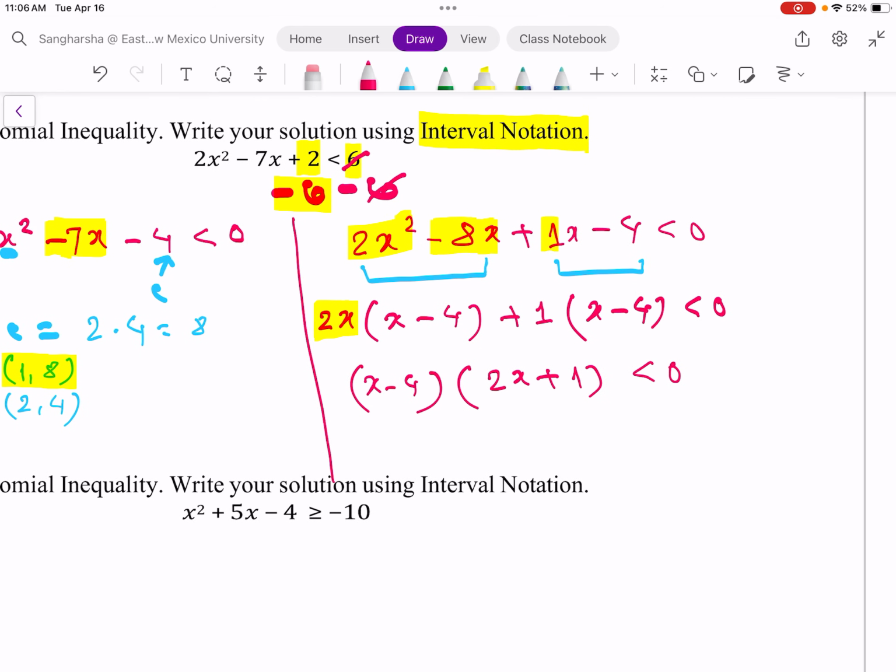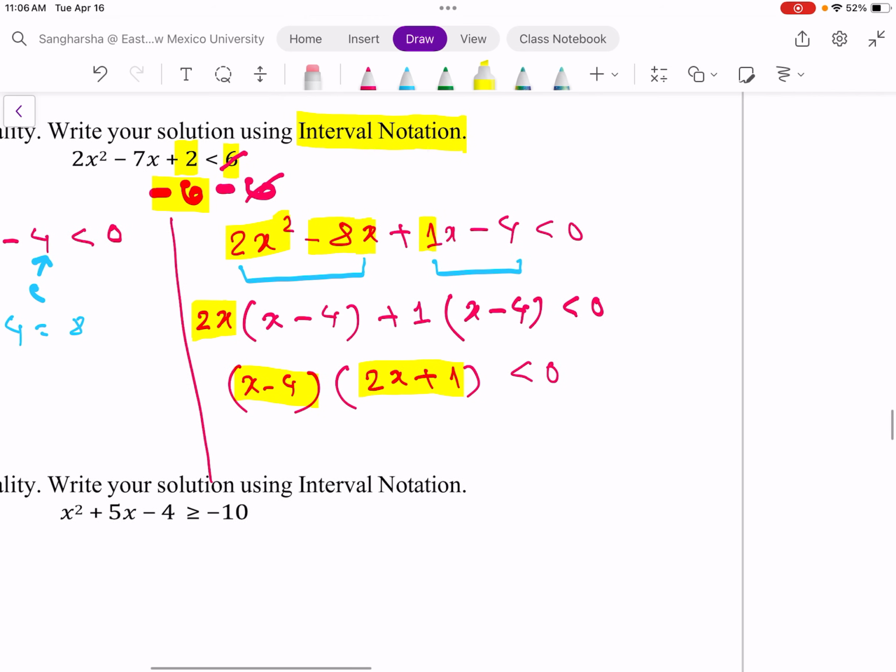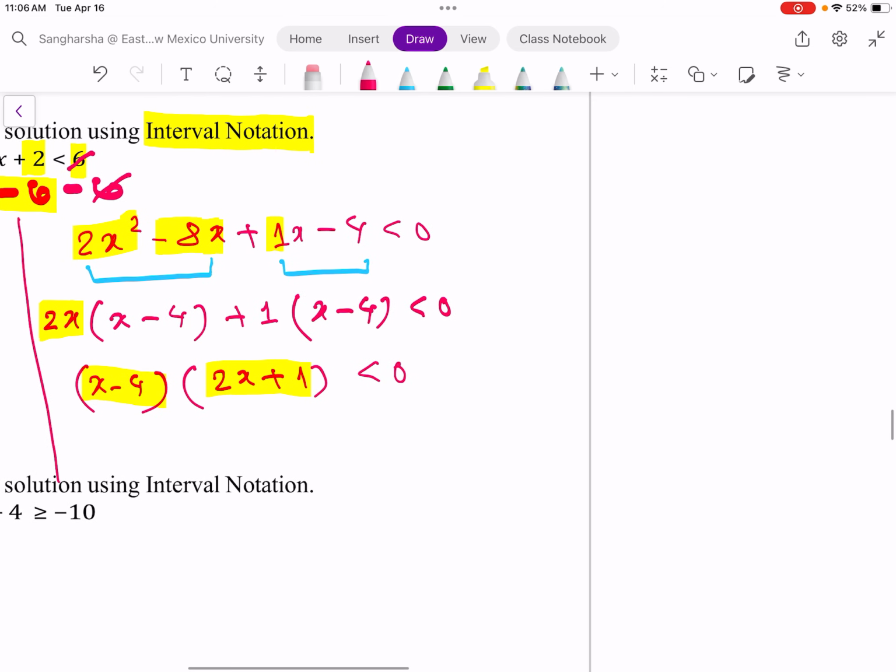So we have our left side in a complete factor form. So we have this factor, x minus 4, and we have the 2x plus 1 factor. Any question up to here? Now, once you have the complete factor, we write down the zeros of each factor. Now, let's write down the zeros.